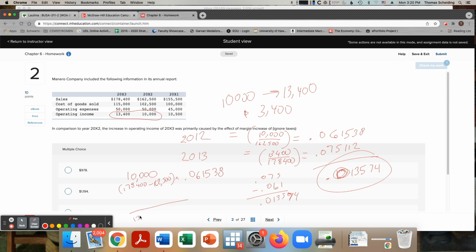What I'm trying to get to here is 13,400. So 10,000 plus the effect of the sales growth increase is equal to 978. And then I need to get my margin increase. That would be my 2013 sales, the 178,400, times the increase in the operating margin, that answer I found right here, 0.013574. That's 2422. And I better hope that 2422 plus 978 is going to be 3,400. Okay, so 10,000 plus 978, which is the effect of the sales growth, plus the 2422, which is how much my margin is increasing by, gives me my 13,400.